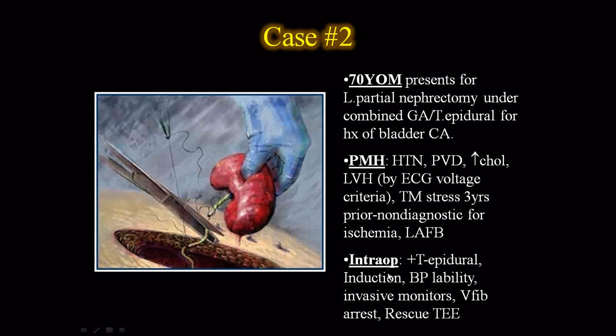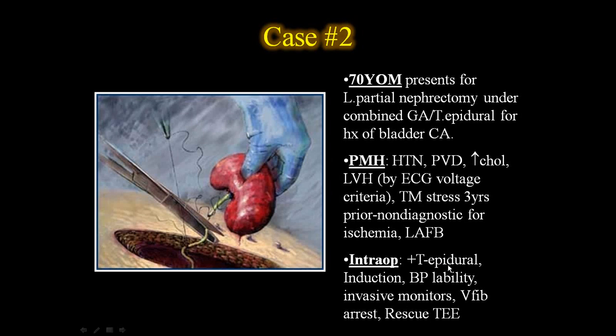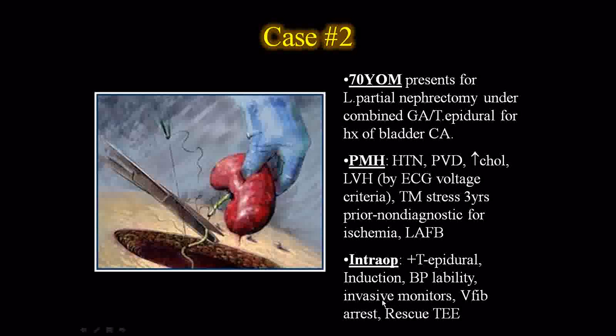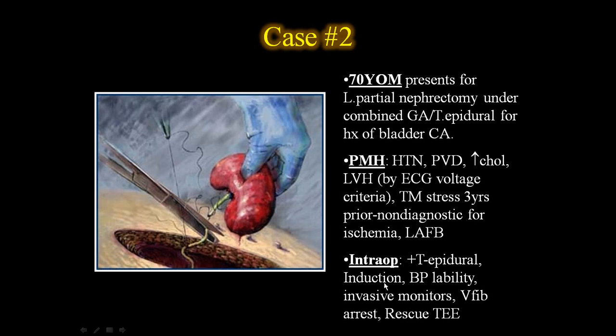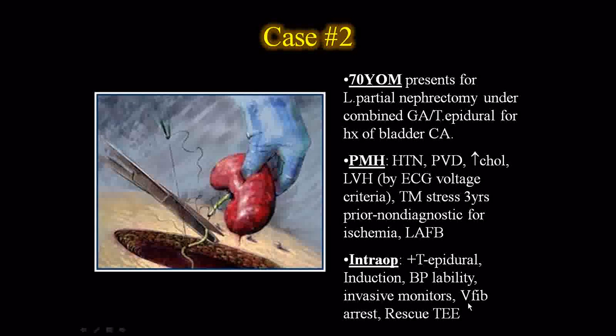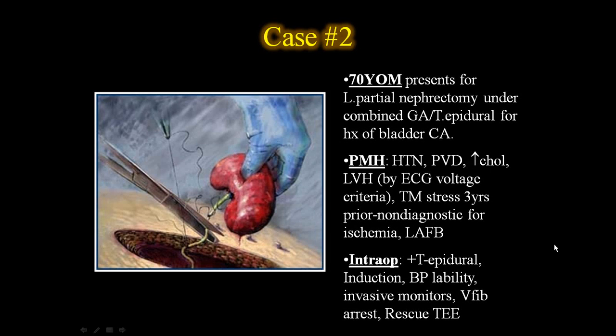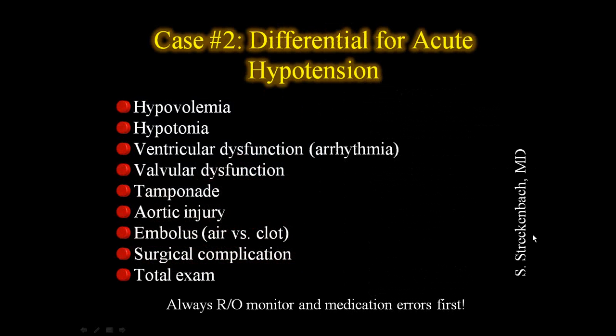Now, intraoperatively, the patient had a functional thoracic epidural. They were induced into general anesthesia and noted to have a very labile blood pressure. Invasive monitors were eventually added to follow the blood pressure and treat it more appropriately. Soon thereafter, the patient experienced a VFib arrest, and a rescue TEE was called for.